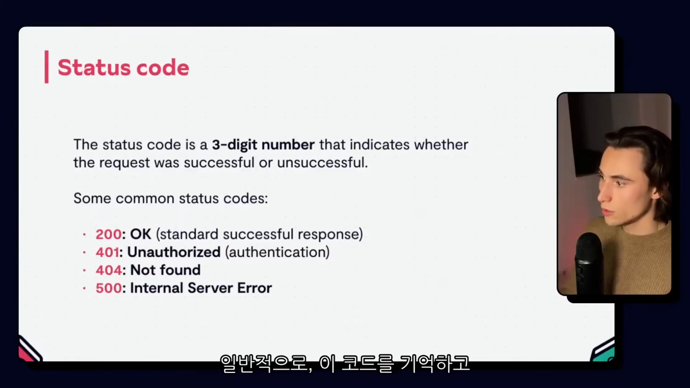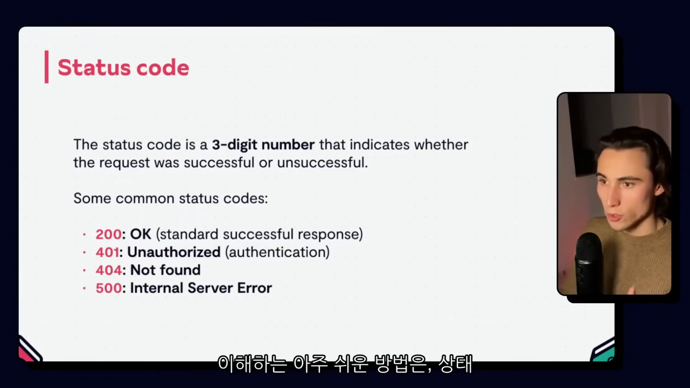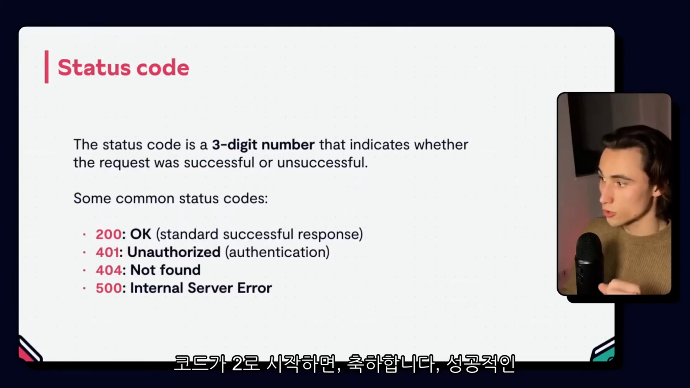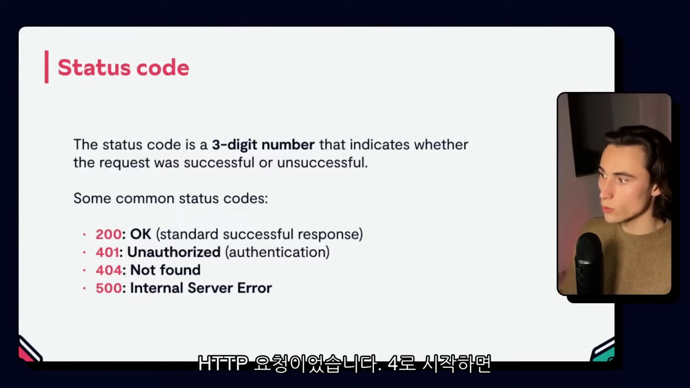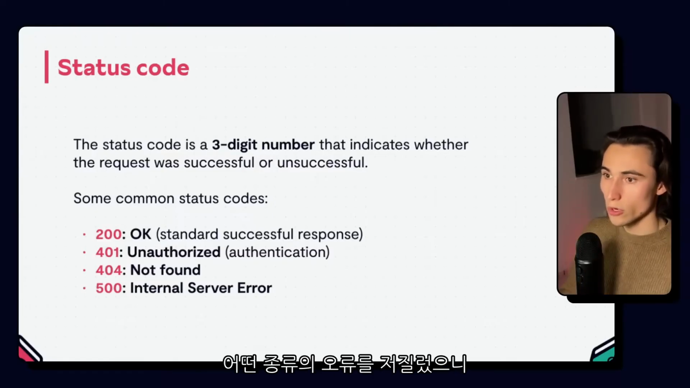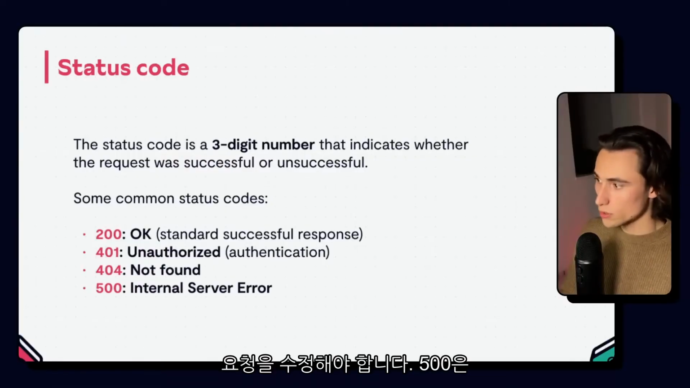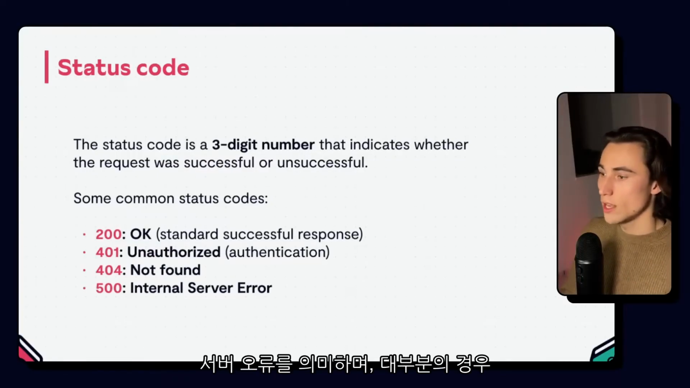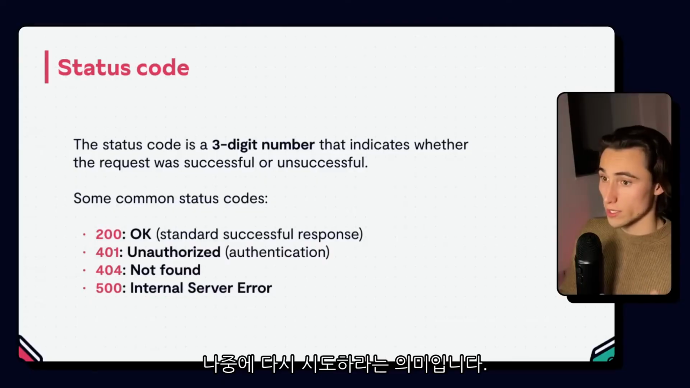In general, the very easy way to remember and understand these codes: if the status code starts with a 2, congrats, it was a successful HTTP request. If it starts with a 4, you made some kind of error and you need to modify your request. 500 means it was the server's error. Most of the time it just means try again later.